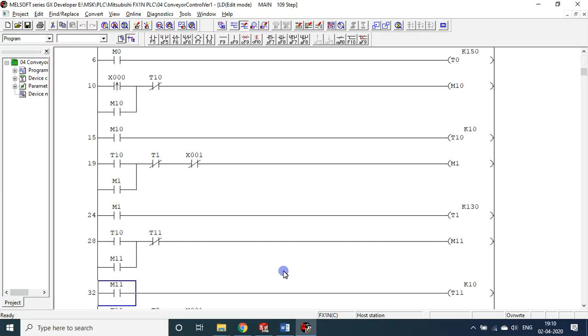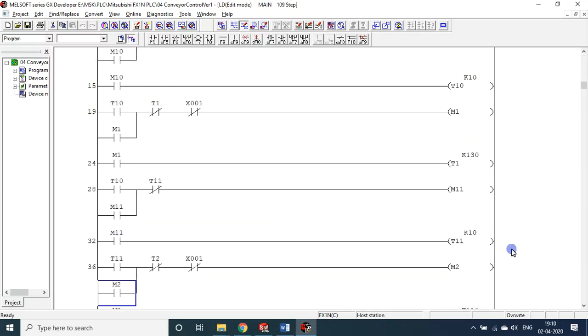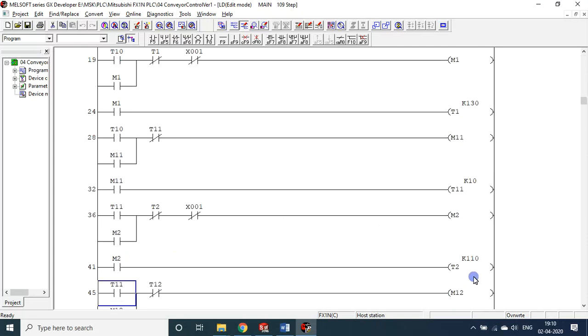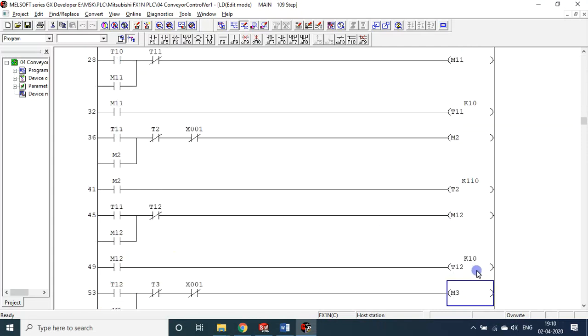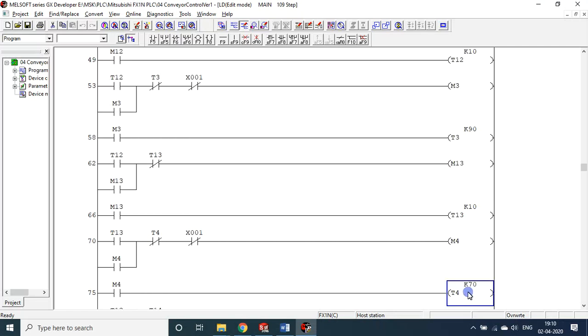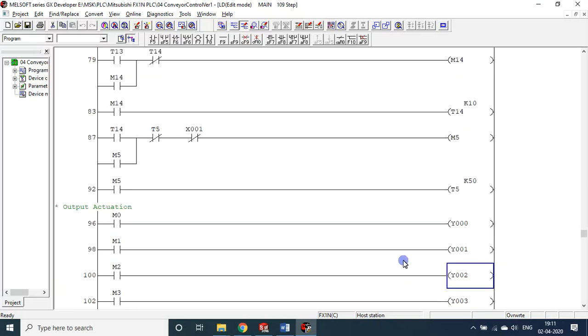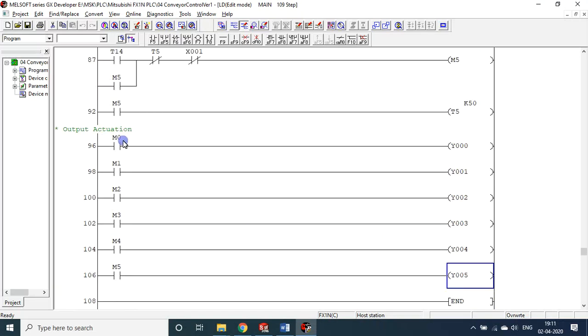The next loop for the third motor is 11 seconds, fourth motor 9 seconds, fifth motor 7 seconds, and the last, sixth motor, is for 5 seconds. Okay, now this is the output actuation. During M0 duration, Y0 is on. During one M1 duration, Y1 is on. Similarly second motor, third motor, fourth motor, fifth motor, sixth motor.